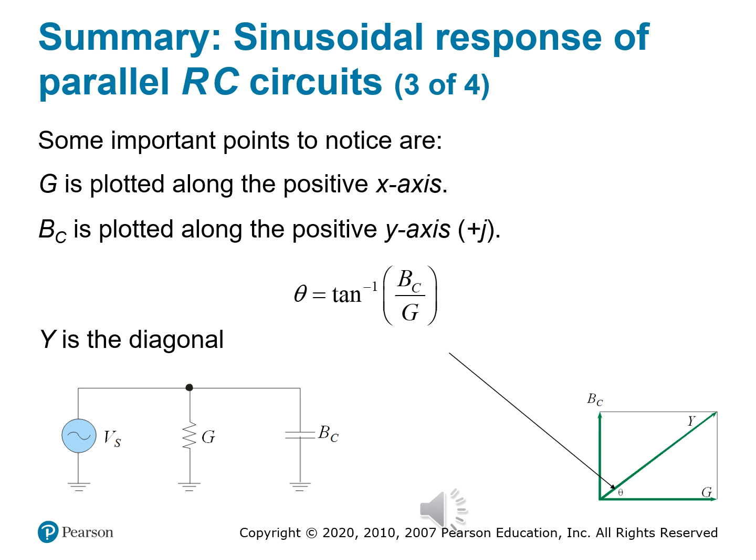The angle at the origin first. So it's the phase angle theta, and we calculate it by theta equals inverse tangent of B sub C divided by G. Nothing new. And this expression helps us figure out how far the current leads the voltage in our parallel RC setup.